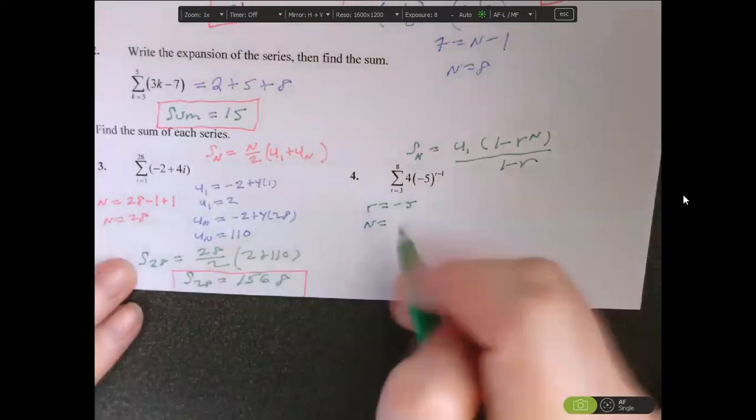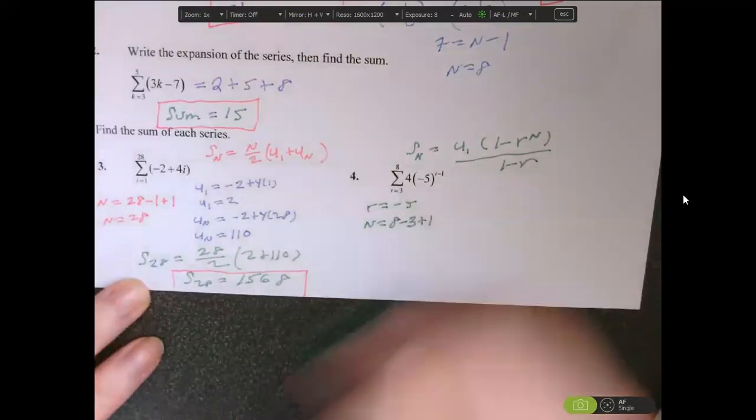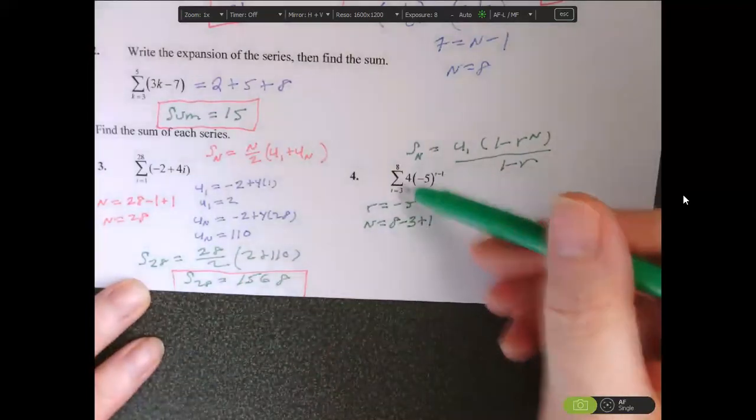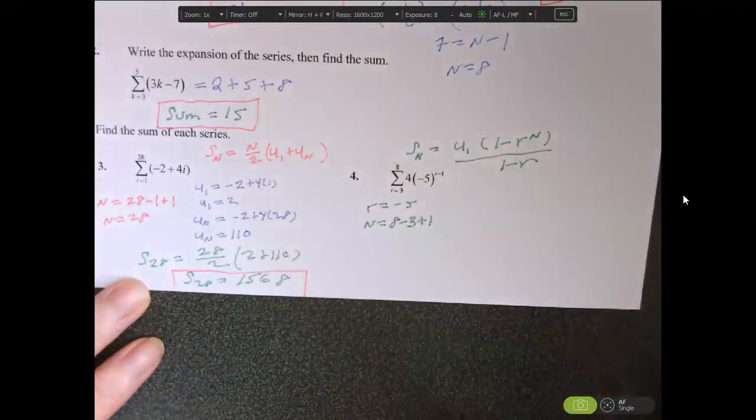I hope you said 4. 8 minus 3 plus 1. Upper limit minus lower limit. Always, always, always add that 1 on.